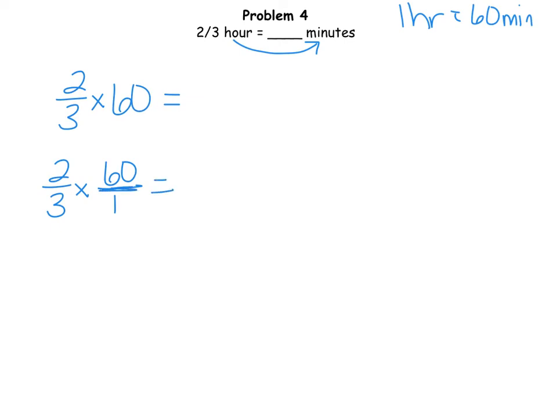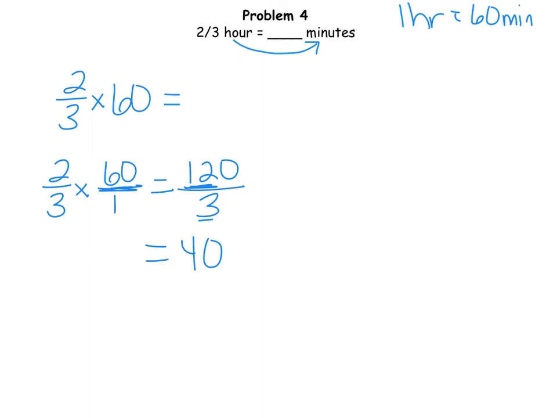So 2 times 60 is 120. 3 times 1 is 3. So 120 divided by 3, or 12 divided by 3 is 4, and don't forget the 0.